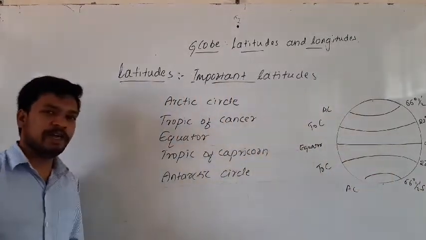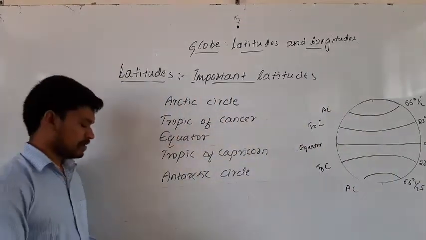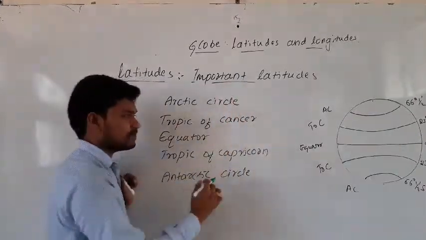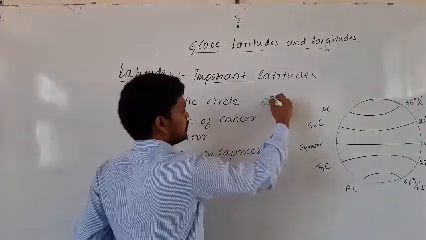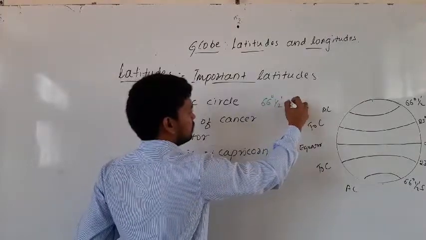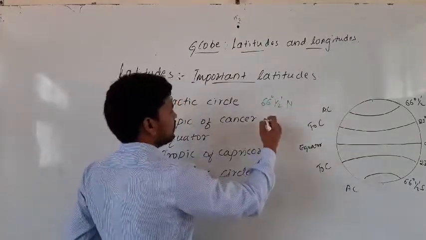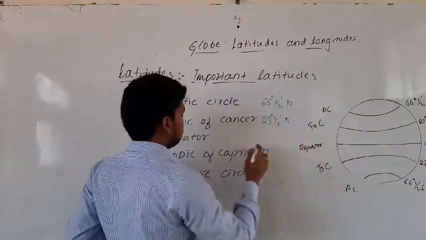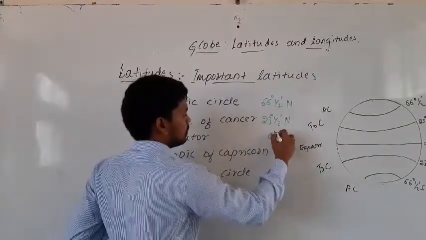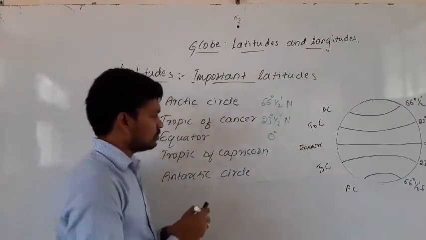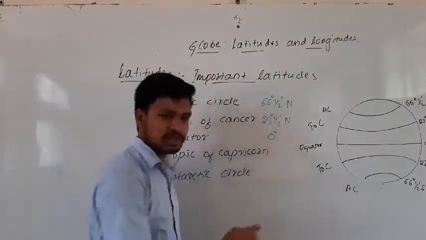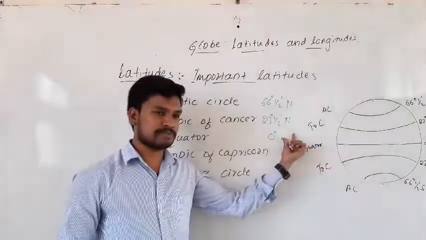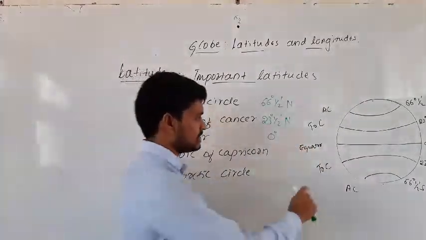These are the 5 important latitudes. What is the value of the Arctic Circle? 66 degrees 30 minutes north. Value of the Tropic of Cancer? 23 degrees 30 minutes north. Then the value of the Equator? 0 degrees. Then what should be mentioned in front of this, north or south? Nothing, because it's exact.